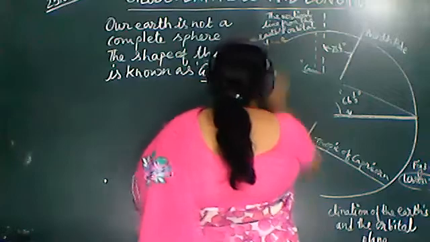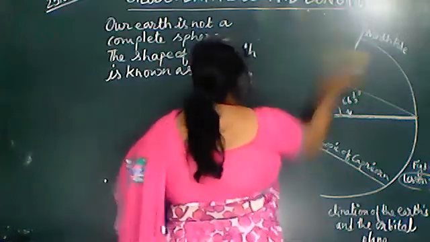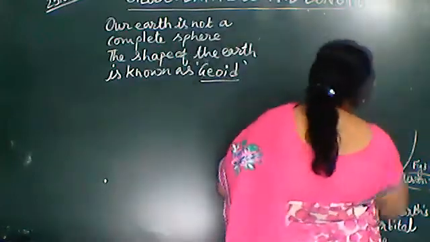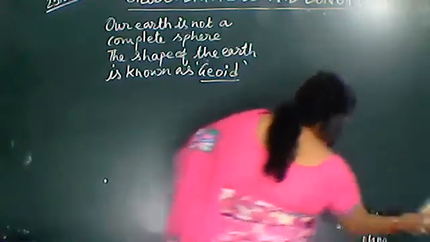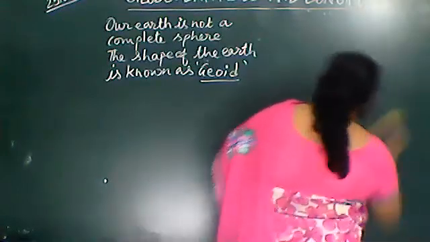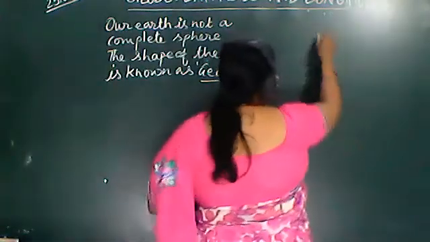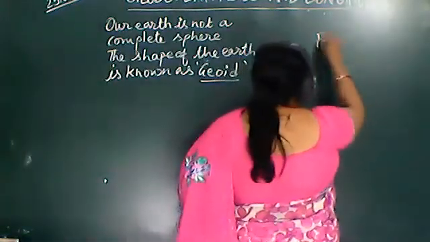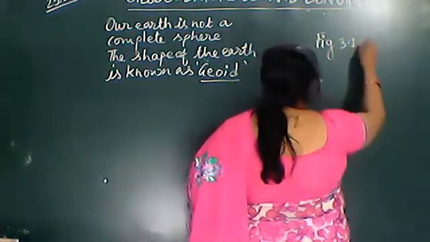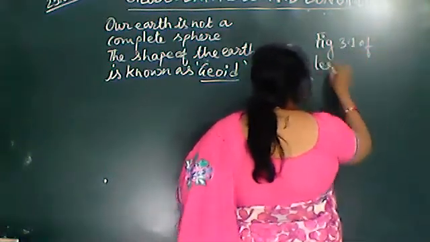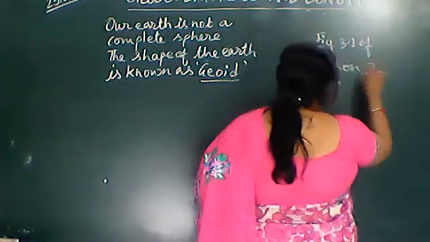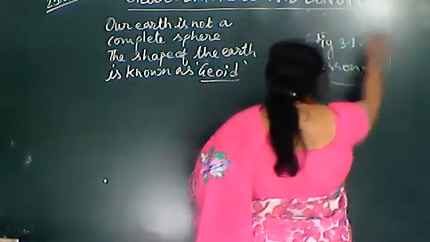Ma'am, which book is this? The figure is there in lesson 3. If you have the book, you can go through the figure. The figure that I just made is your Figure 3.1 of lesson 3. Okay, you can go through this figure.